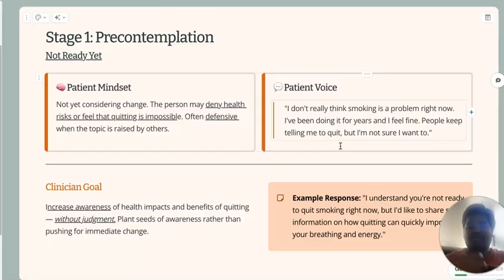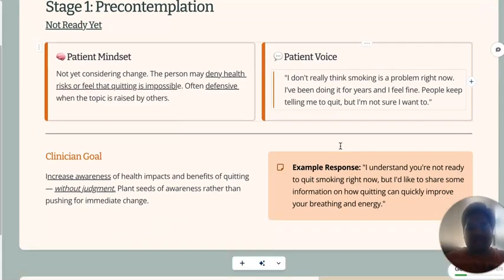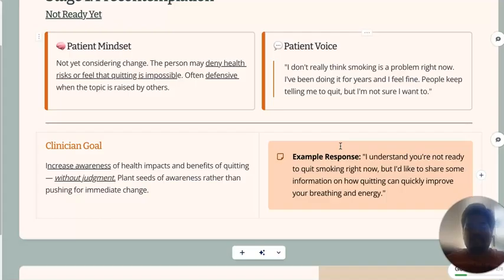So this is what the person is feeling inside, and what he says to you if you ever start the topic of quitting smoking. When the person speaks in this tone, in this voice, then we understand that he is in the pre-contemplation stage. Since you identify he is in pre-contemplation, now as a clinician, your goal must be to increase awareness without any judgment. Increase awareness about quitting smoking and the benefits of quitting smoking, and you must never judge the patient.